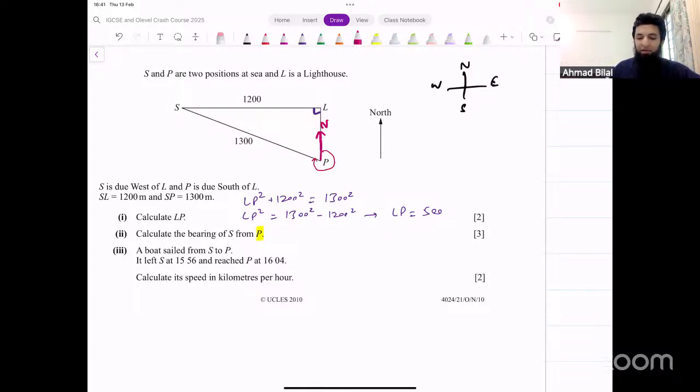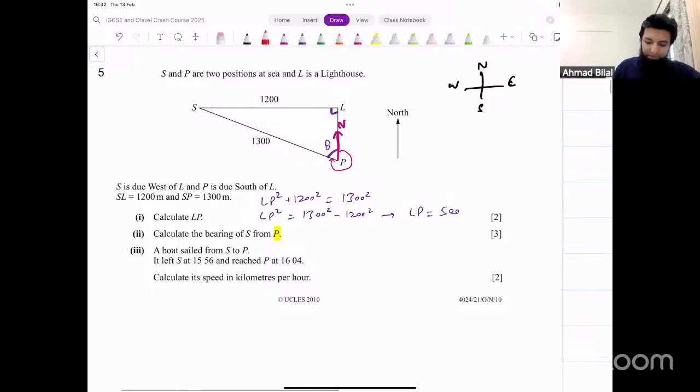Now, how do you find this angle? The angle in a full circle is 360 degrees. If we can somehow find the angle inside the triangle, this green angle, we can subtract that from 360 to get this bearing. So let's find this angle inside the triangle. Let's call this angle theta. Now it's a right angle triangle. When we talk about angles in a right angle triangle, we should use trigonometric ratios directly, sine, cos, or tan, right? They will be the quickest way to find the solution in this case.